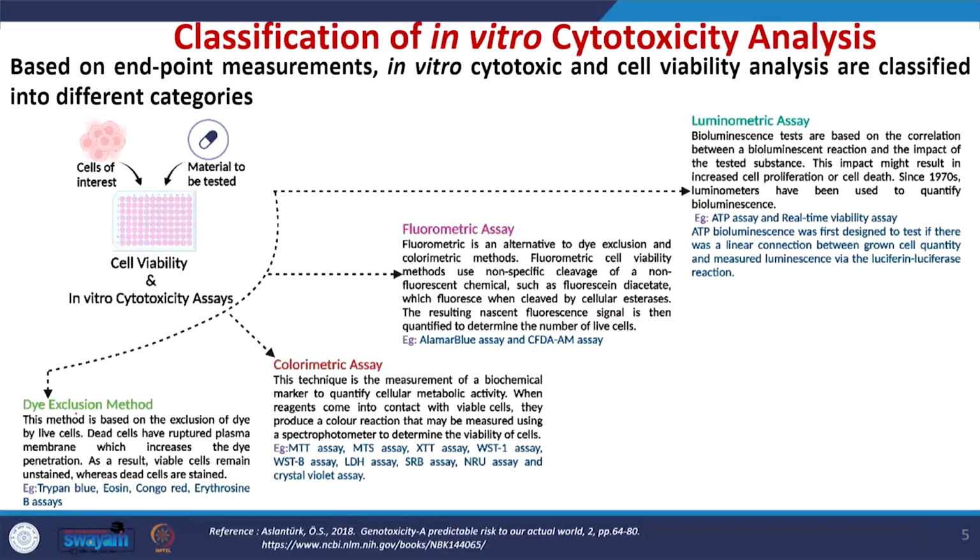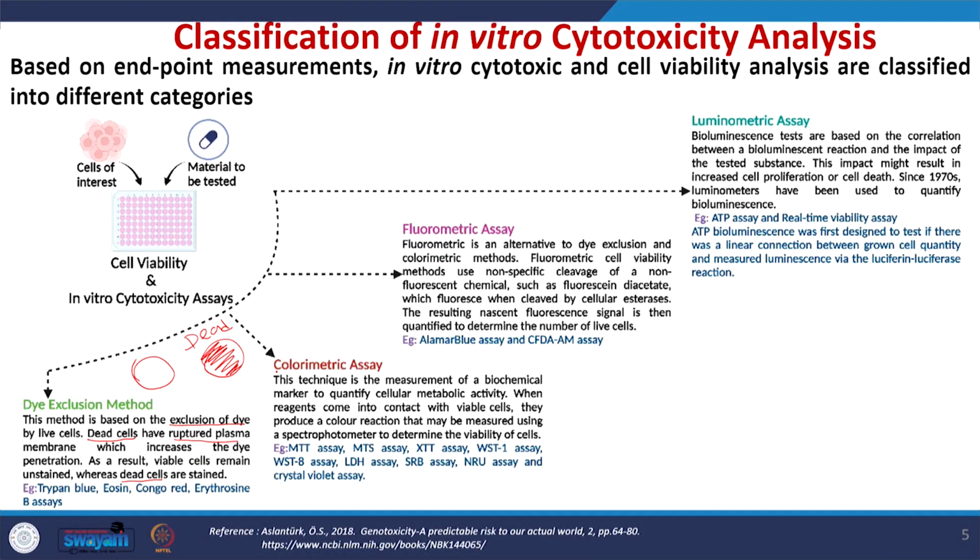The first one is the dye exclusion method. This method is based on exclusion of dye by the live cells. The dead cells have a ruptured plasma membrane, due to which the dye will penetrate inside and stain the dead cells. That means the live cells don't take up the stain, whereas the dead cells will take up the stain and appear blue. If you are using trypan blue, the dead cells will appear blue in color.